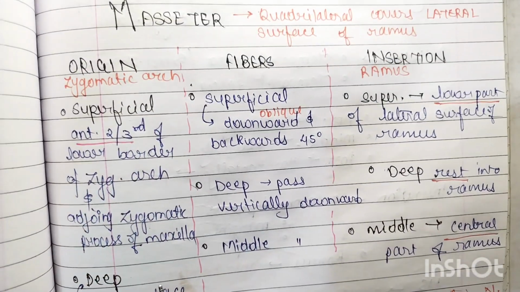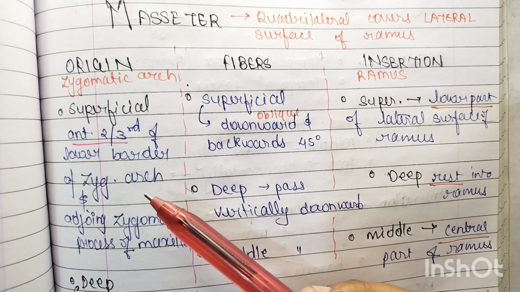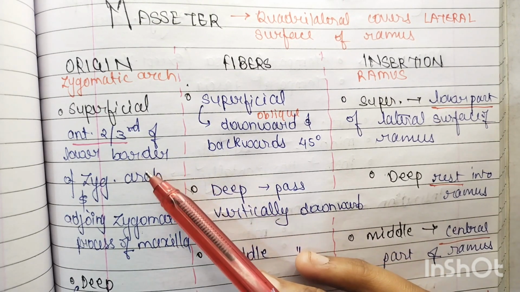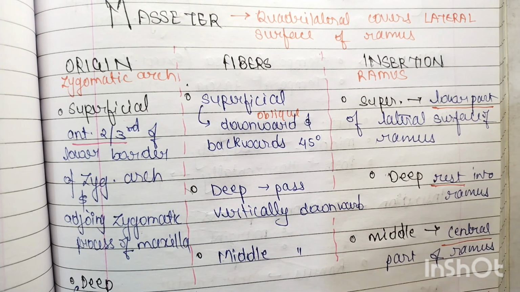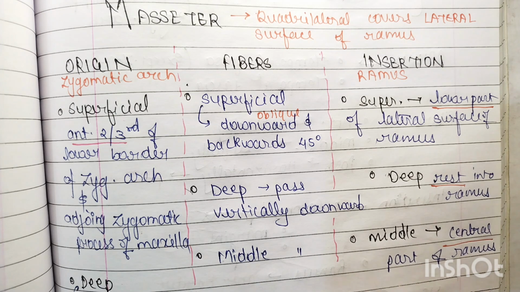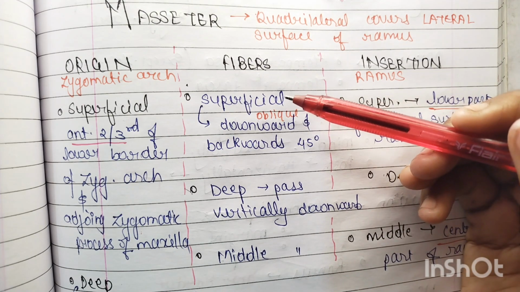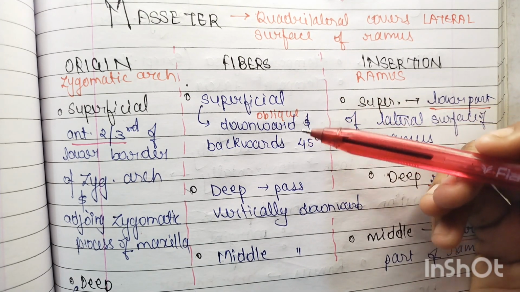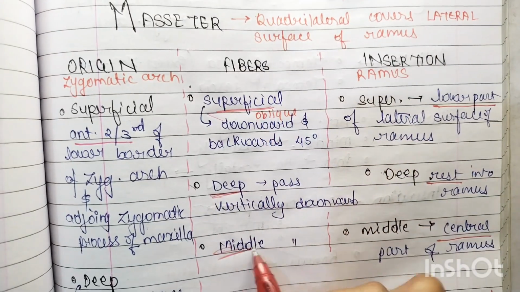So overall, the masseter muscle originates from the zygomatic arch, and if you divide it further, it has superficial, deep and middle parts. Superficial is the anterior 2/3 of the lower border of the zygomatic arch, middle is the posterior 1/3 of the lower border, and the deep is the deep surface of the zygomatic arch. Very simple. Then we have the fibers, again in three parts: superficial, deep and middle.